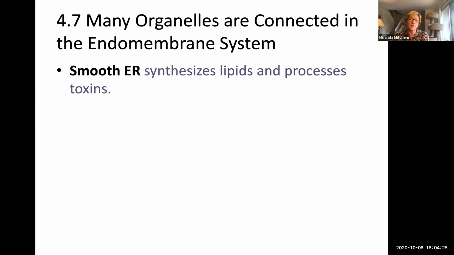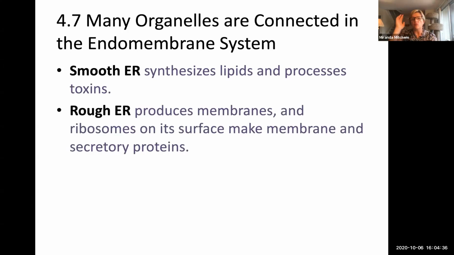So the smooth ER is very important in making lipids. It's also important in detoxifying our body from various toxins. Whereas the rough ER makes more membrane, and then it has those ribosomes on it, which means that it's involved in making proteins. And specifically, it makes what are called secretory proteins. So these are proteins that the cell releases outside of the cell. They're not proteins that stay inside the cell. They are secreted proteins, which means they leave the cell.